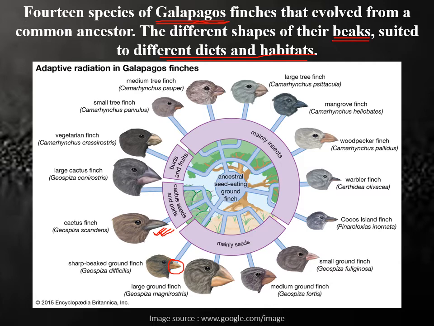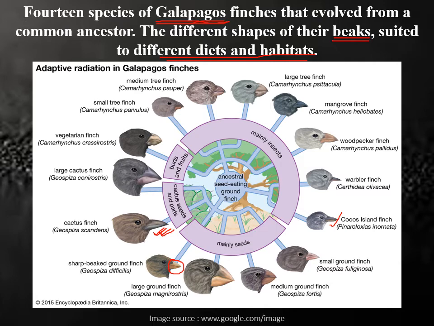Similarly, you can see these large, blunt, stout types of beaks, which are particularly used to break nuts. Nuts are the fruits which have a hard external shell, like a coconut. There are also these kinds of beaks, very long and narrow. These are particularly used for getting insects from the cracks of tree trunks.